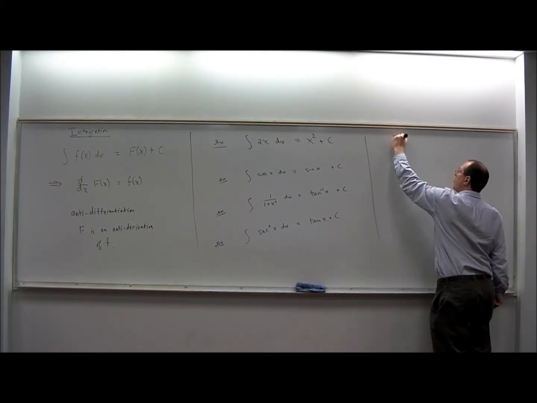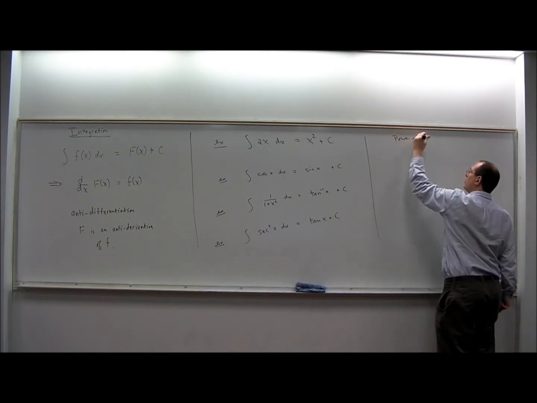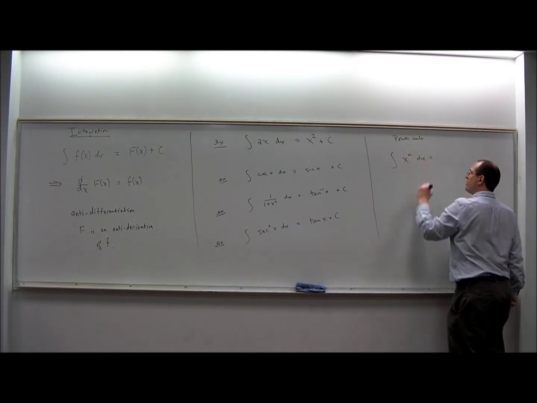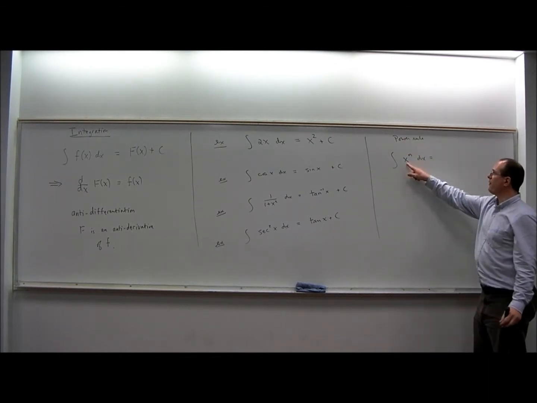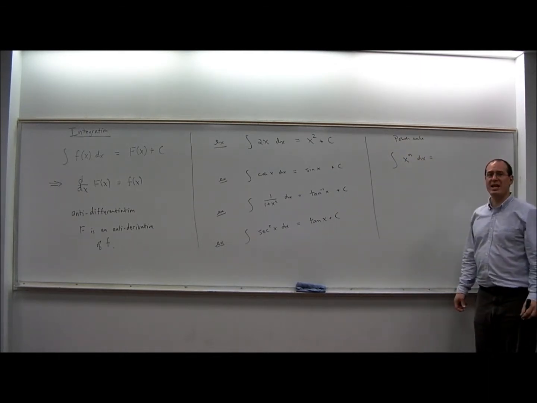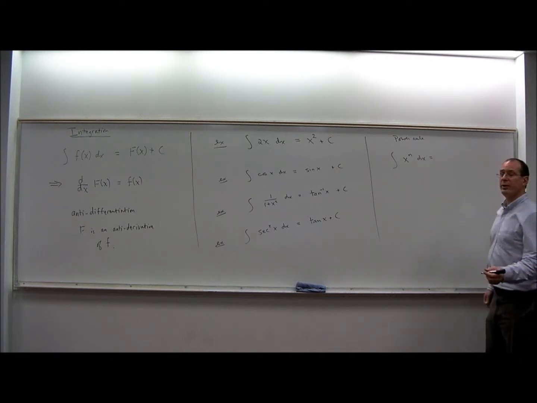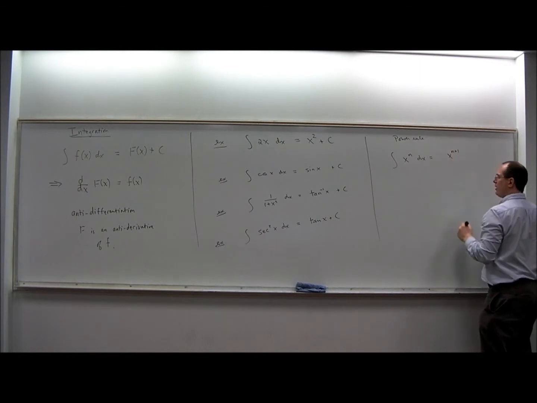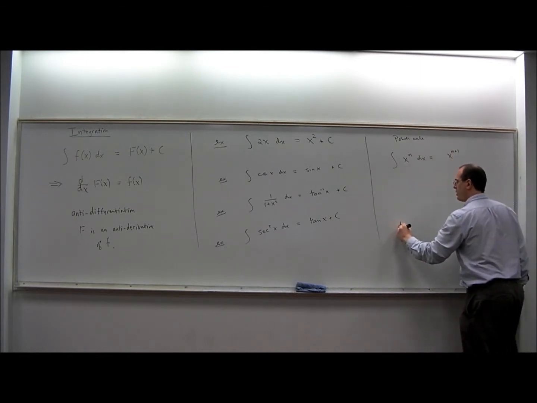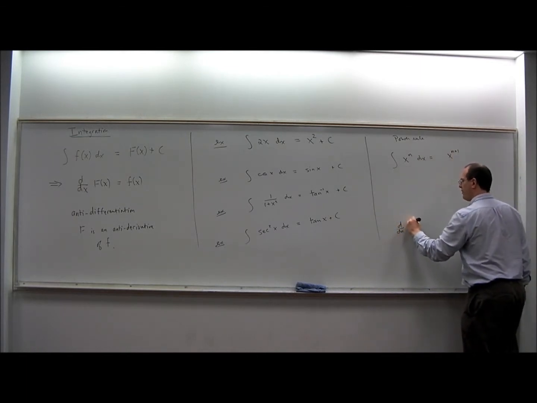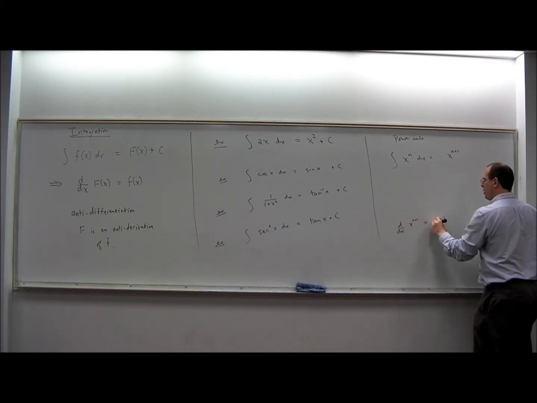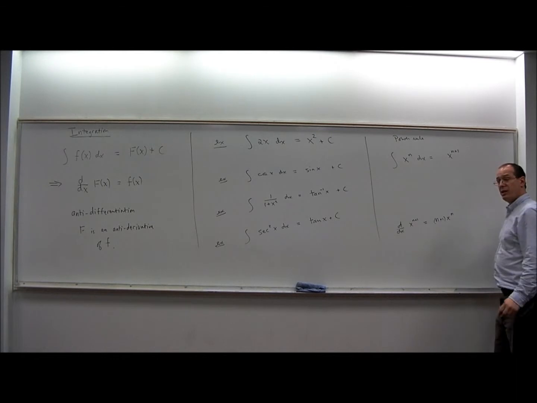Here is the power rule. The integral of x to the n dx. So do we know a function whose derivative is x to the n? Let's see if we can figure this out. If we start with x to the n plus 1, what happens when we take the derivative? The derivative of x to the n plus 1 would be n plus 1 times x to the n.